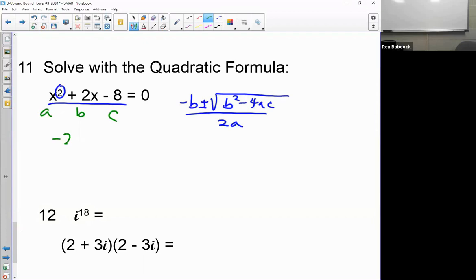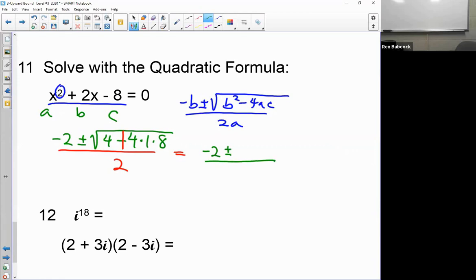Opposite of b is -2. 2 answers, that's the plus and minus. B squared, well, 2 times 2 is 4, minus 4 times a, which is 1, times 8 is 8. However, it's a -8, so that goes to plus. All over 2a, which is 2. Doing the arithmetic, I have -2 plus or minus the square root of 4 times 1 is 4, times 8 is 32, plus 4 is 36.